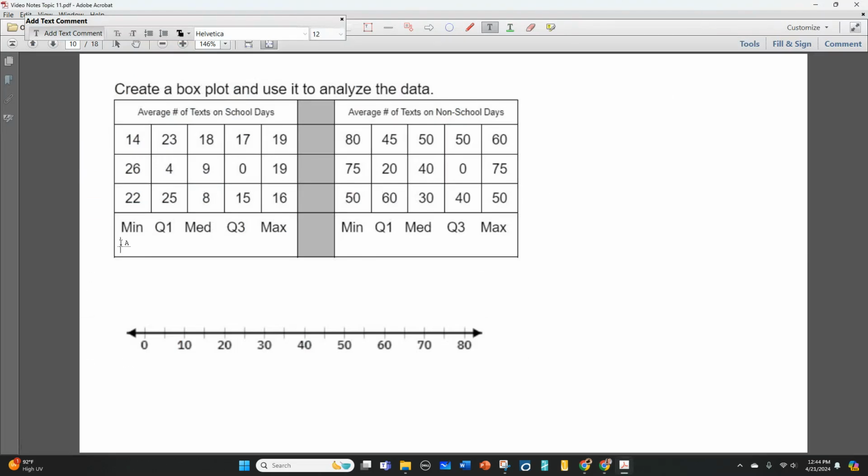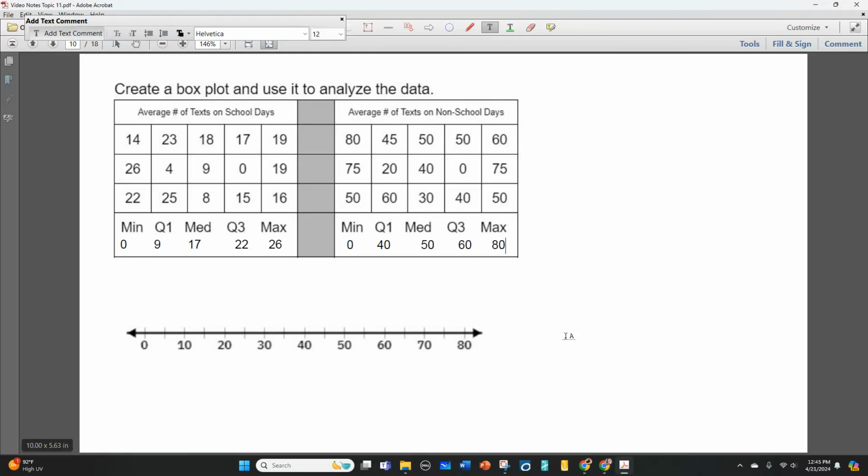So let's see, for school days my minimum was 0. Q1 was 9. Median was 17. Q3 was 22 and max was 26. For non-school days, my minimum was 0. Q1 was 40. Median was 50. Q3 was 60. And my max was 80.